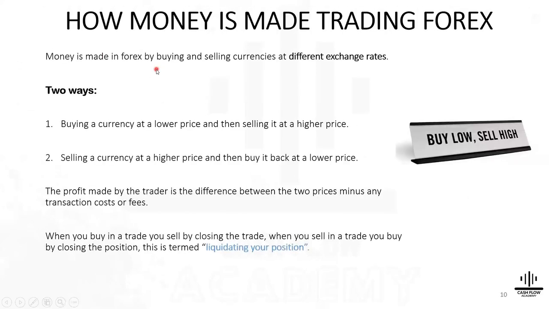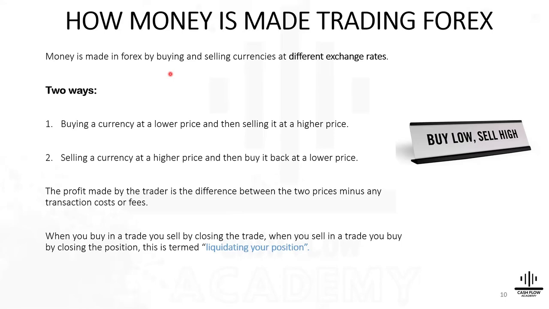Money is made in Forex by buying and selling currencies. And this buying and selling of currencies has to be done at different rates. Like in the previous class, I explained and I even gave an example. But I'm also going to give an example so that we get it.